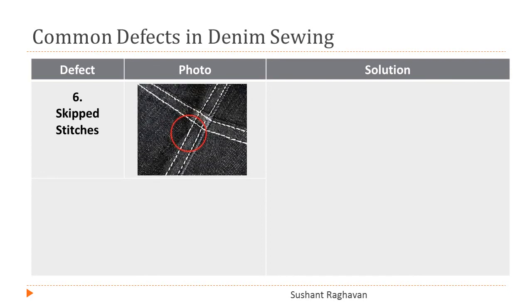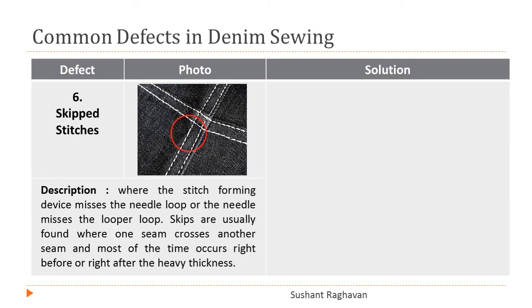Skipped stitches. Description: where the stitch forming device misses the needle loop or the needle misses the looper loop. Skips are usually found where one seam crosses another seam and most of the time occur right before or right after the heavy thickness.